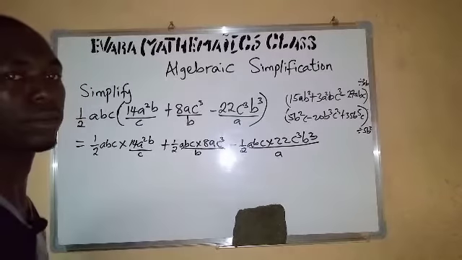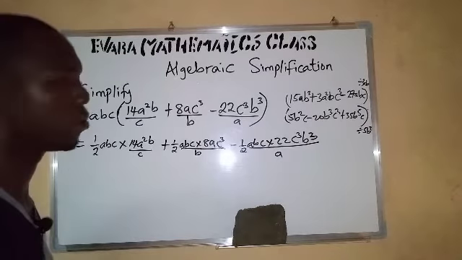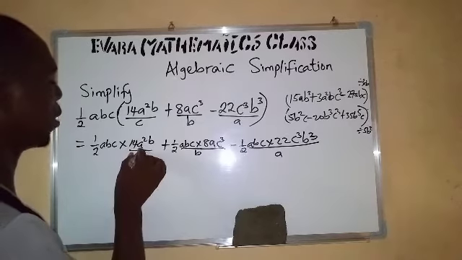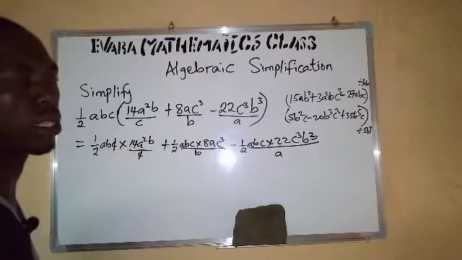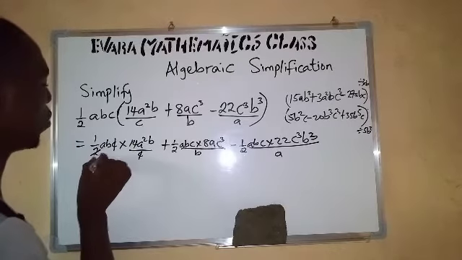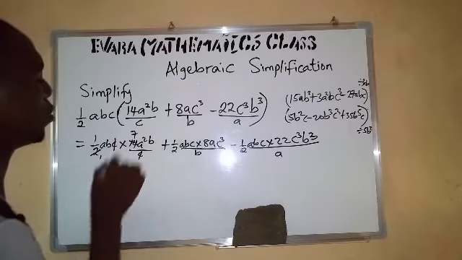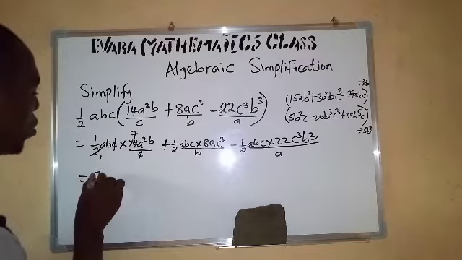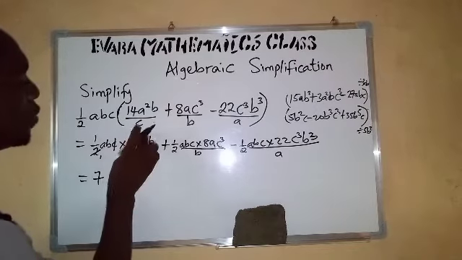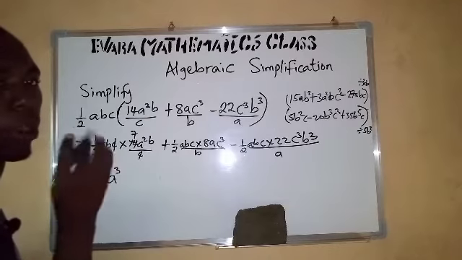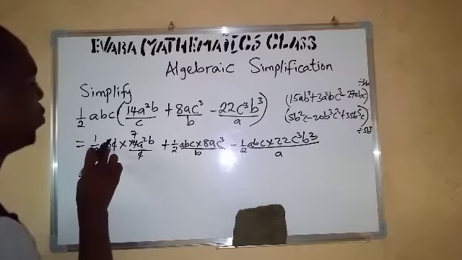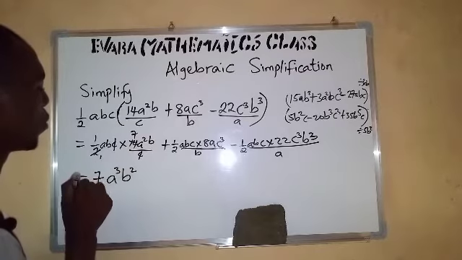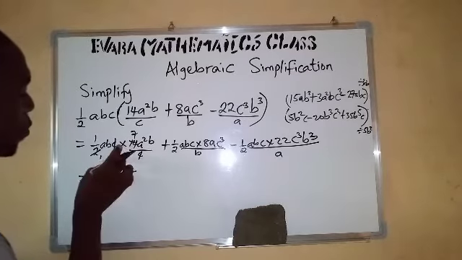Next we are going to divide any of those variables or numbers that can divide each other. Here we have c cancels c. 2 here, 1, 2 in 14 is 7. So we are left with 7. a times a squared is a raised to the power of 3. b raised to the power 1, b raised to the power 1, that is b raised to the power of 2. That's all we have for this term.